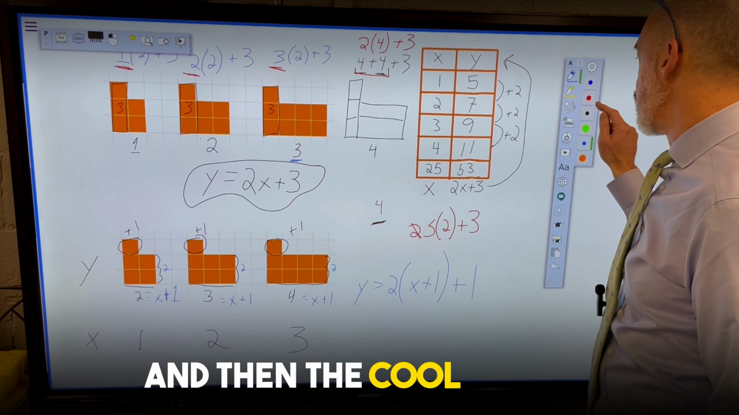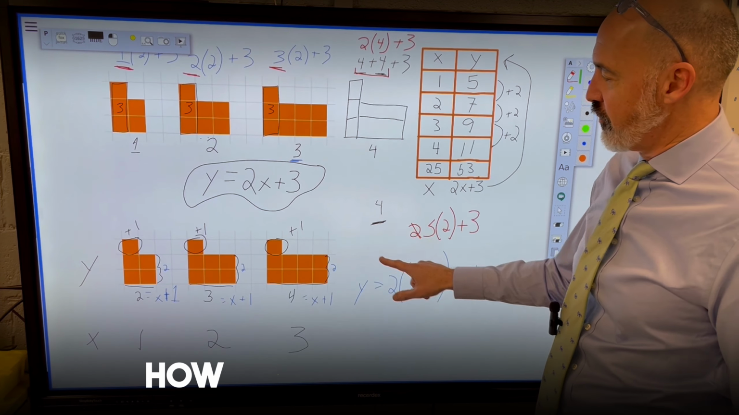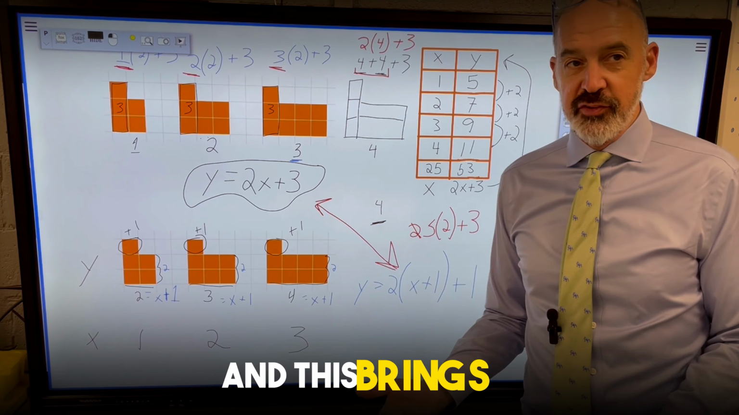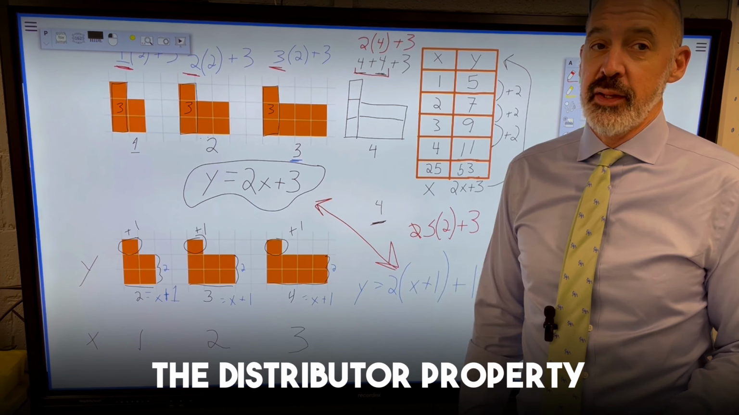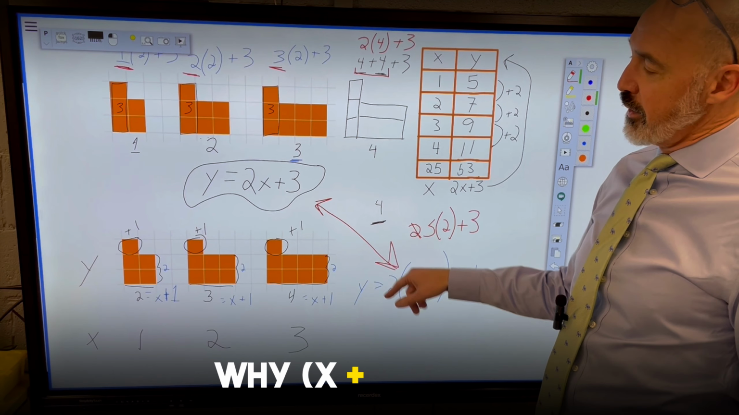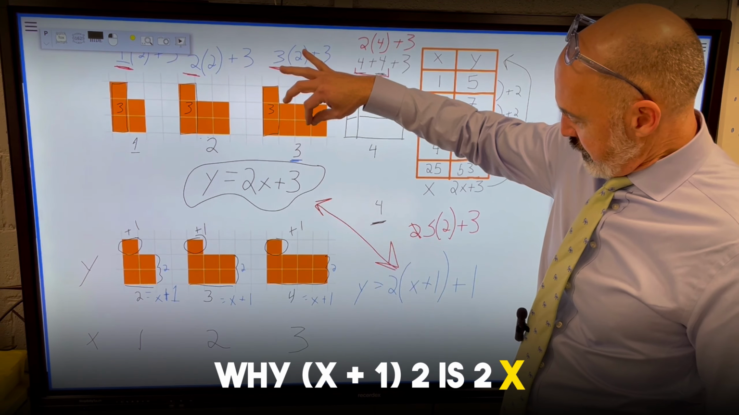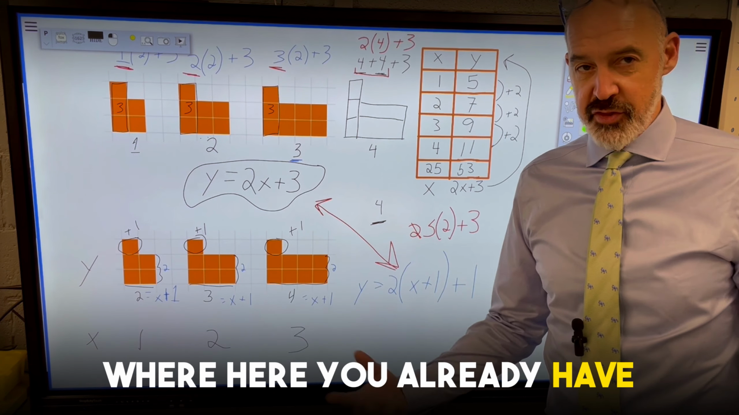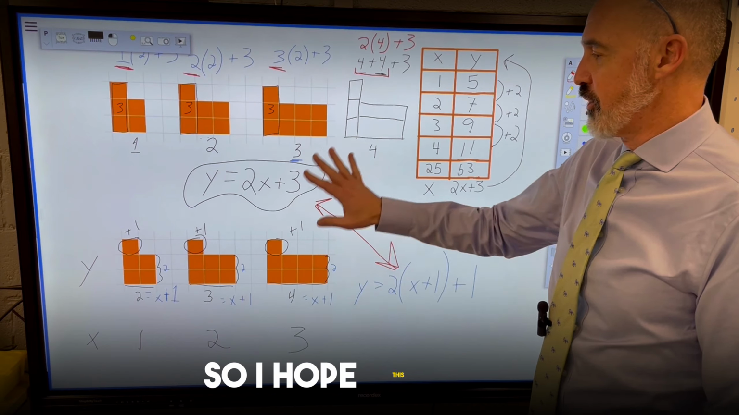plus 1. And then the cool thing is you can discuss how these 2 equations are equivalent but written differently, and this brings in the distributive property in a natural way so kids can understand why x plus 1 twice is 2x. Well, it's 2x plus 2, but then you add 1 to it, where here you already have the 3 total.